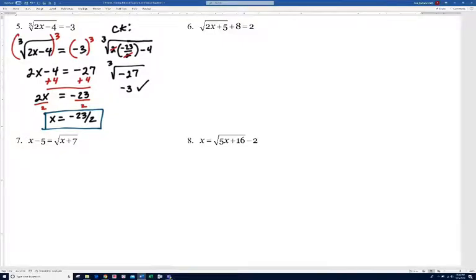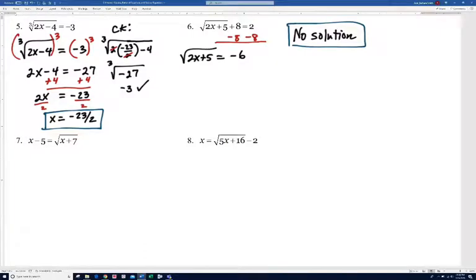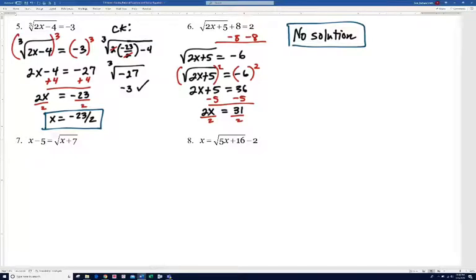So again, we need to isolate the radical. Let's subtract 8 on both sides. And square root of a number equals a negative. There's not going to be a solution here. Now, let's say that you didn't notice that and you continued on. You'd square both sides. You get 2x plus 5 on the left and 36 on the right. We need to subtract 5 on both sides and then divide by 2. But don't forget, we need to check this.